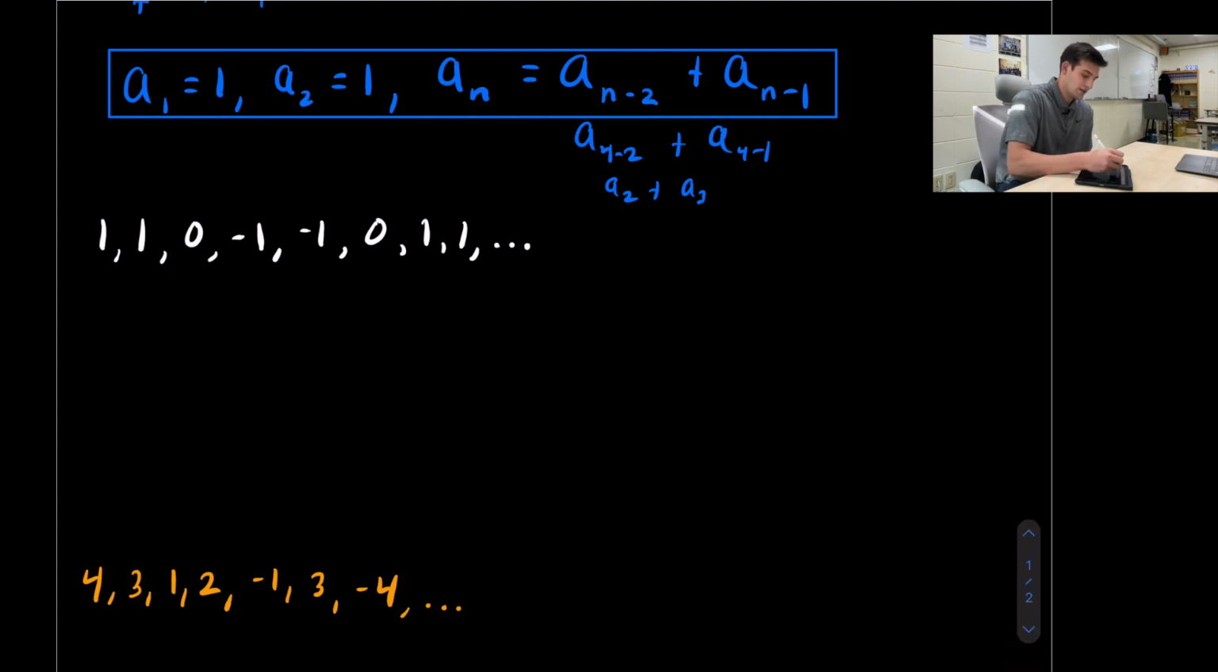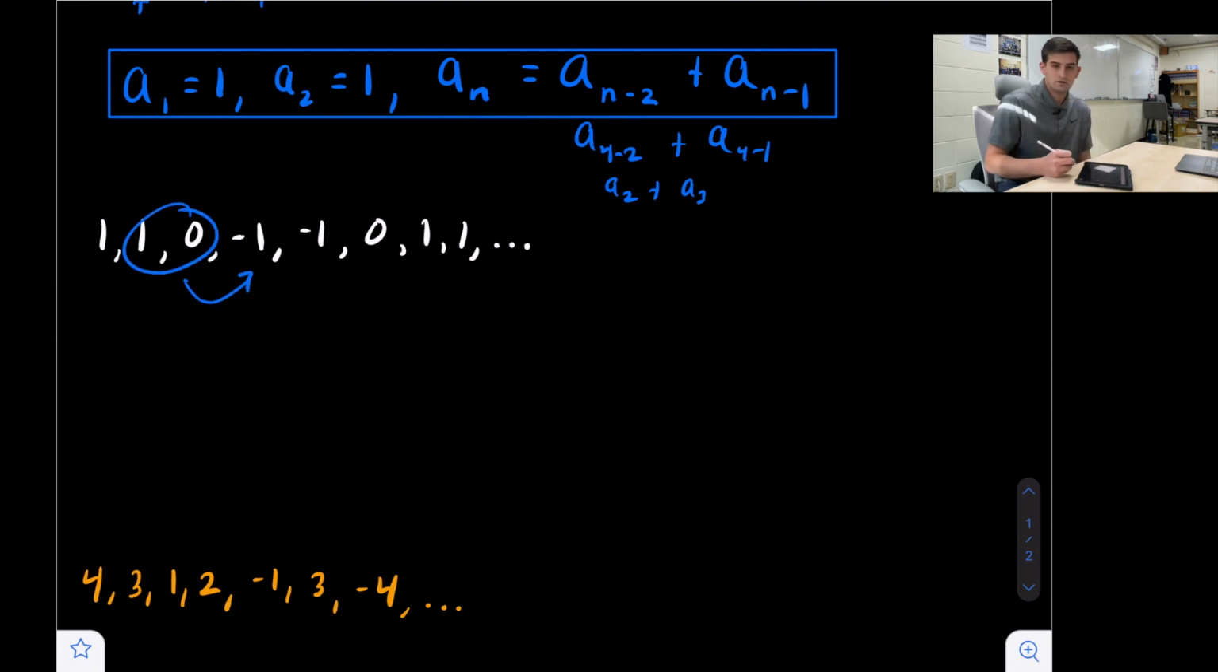There's still some subtraction going on, though. So with these two terms, how am I getting negative 1? Well, we are subtracting, but we're subtracting 0 minus 1, right? So we still need the two previous terms. That has to be given to us again. So we're going to say a sub 1 equals 1, a sub 2 equals 1, and now we're going to write our recursive rule, a sub n equals.